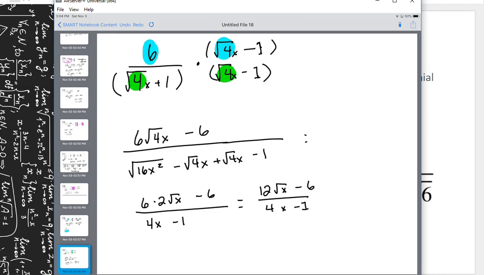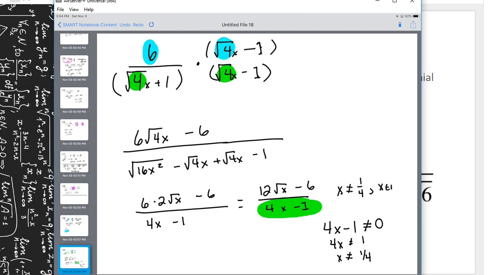Now there's something we need to remember, and that is restrictions. We know that in fractions, our denominator cannot equal 0. So therefore, 4x minus 1 cannot equal 0. So what does that mean x cannot equal? Well, we need to isolate x here. So x cannot equal 1/4. So this is also something I want you to start doing, is stating restrictions on x.